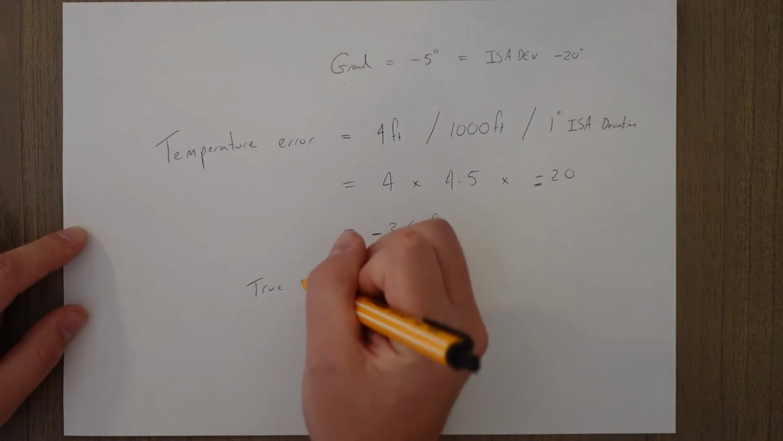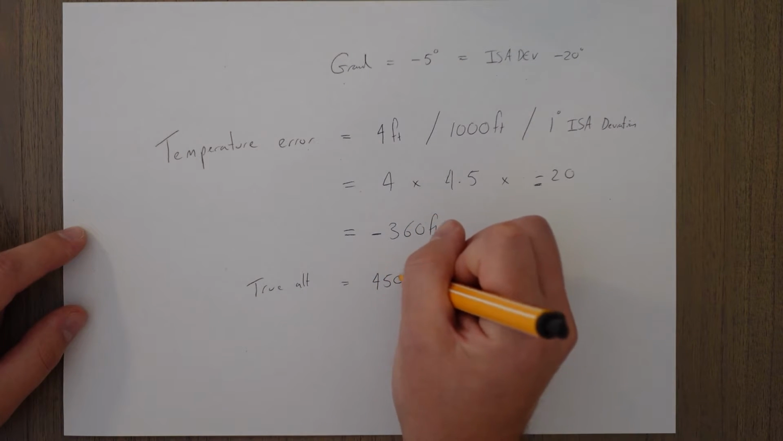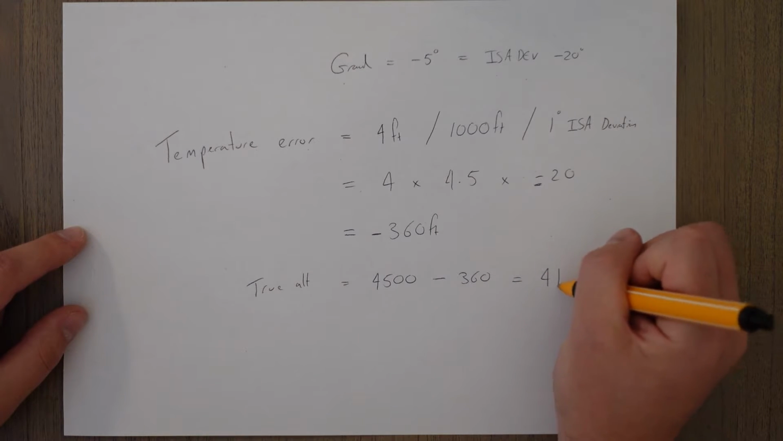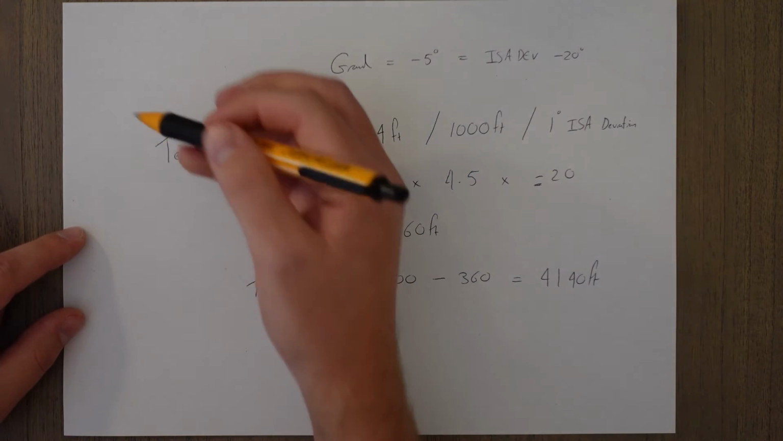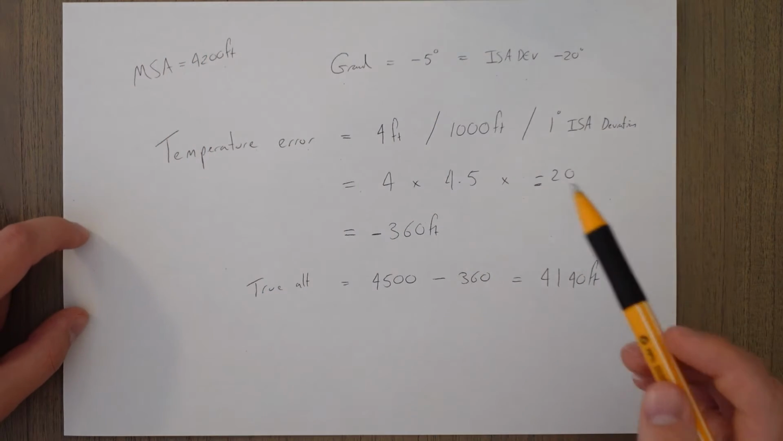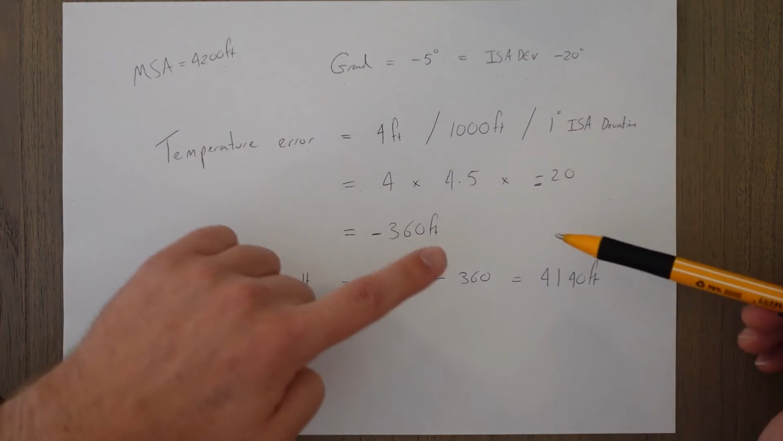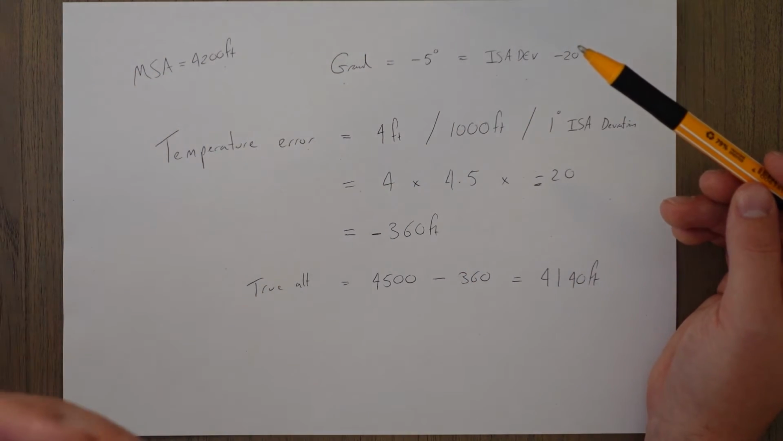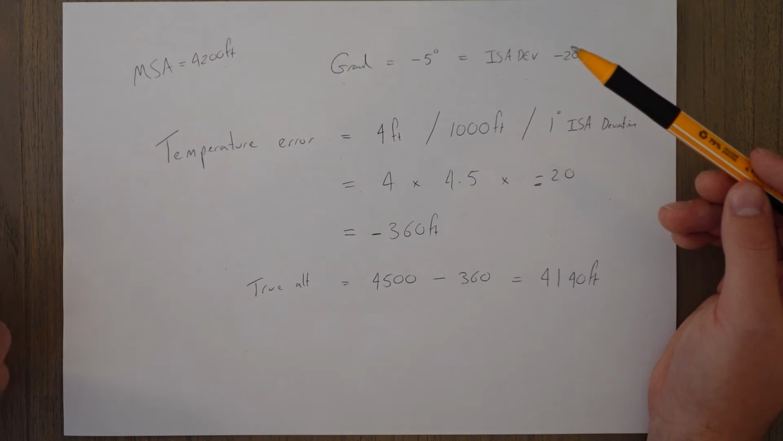So our true altitude at flight level 045 is 4,500 minus 360, which is 4,140 feet, which is actually lower than our MSA. Remember, our MSA was 4,200 feet. So if we fly at flight level 045 in this temperature, the temperature error means our true altitude is below our MSA, which is really not good, because we probably wouldn't fly into a mountain, but we certainly don't want to be that close to mountains at all.